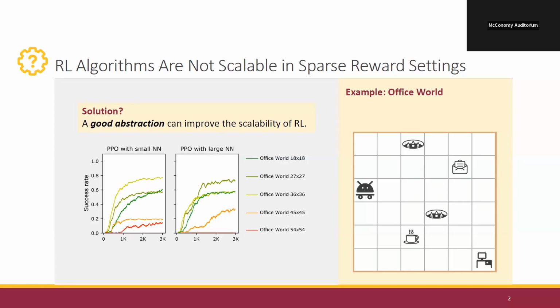So reinforcement learning algorithms are susceptible to scalability issues, and we have studied that in the office board for PPO. As the results suggest, as we increase the complexity of this domain, the performance of PPO drops significantly. So what would be a good solution to solve this? State abstraction is an effective one.